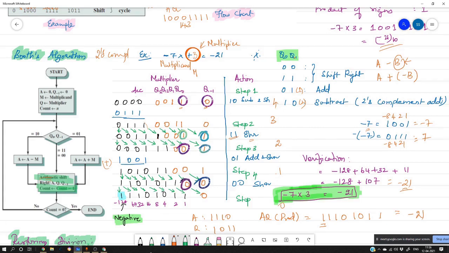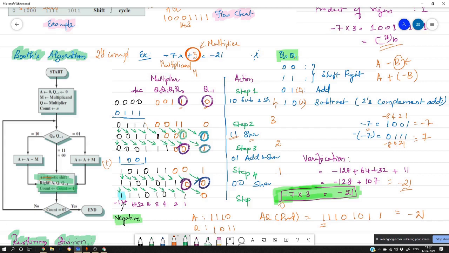You populate the multiplier in the Q register and have the accumulator initialized with 0, and also introduce another bit called Q minus 1, which initially has value 0. You compare the values in Q0 and Q minus 1. If the values are similar, you shift right, and here the shift right operation is an arithmetic shift right, not a logical shift right, which preserves the sign bit. For different values in Q0 and Q minus 1, you either add or subtract the multiplicand.